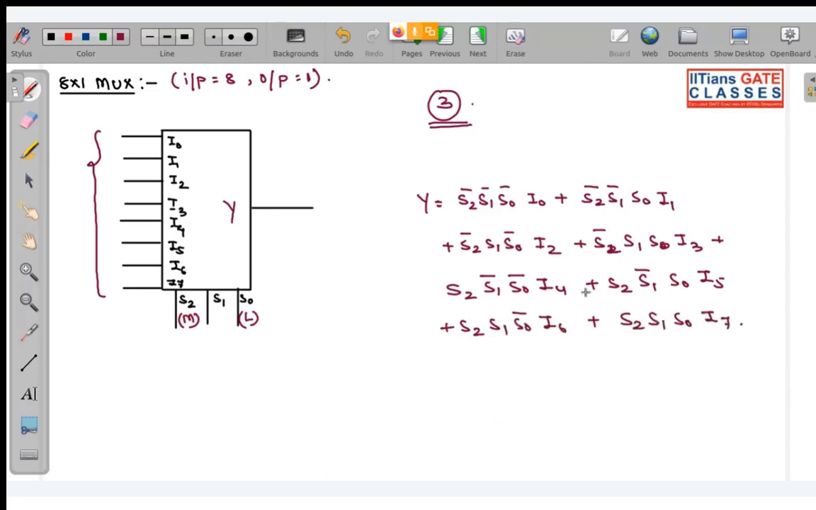Now depending on whatever the combination is, like if you take 0 1 0, what will happen in this expression? Only one of the min terms will be selected. Which one? This one. So this one will correspond to 1, and depending on whatever your input is, that I2 channel will be transmitted to your output. Okay, is this clear?